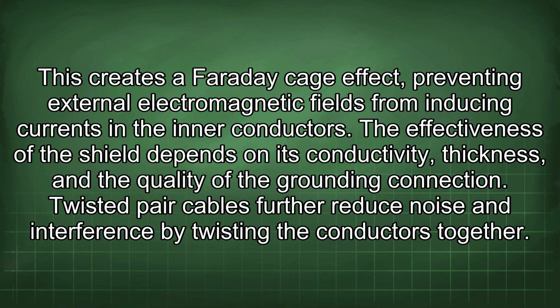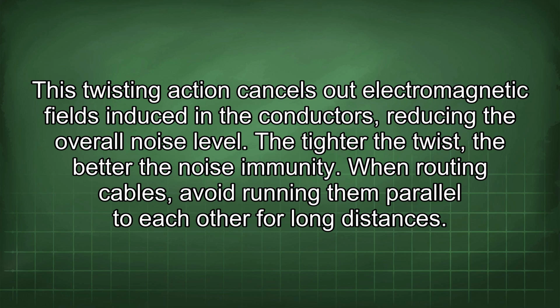Twisted pair cables further reduce noise and interference by twisting the conductors together. This twisting action cancels out electromagnetic fields induced in the conductors, reducing the overall noise level. The tighter the twist, the better the noise immunity.